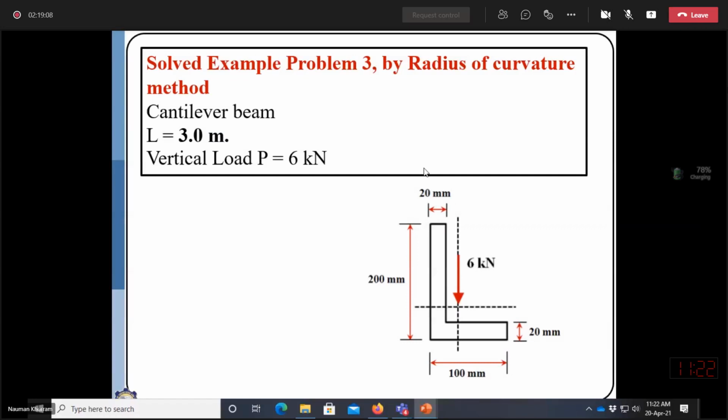Okay, now we shall solve the same example that we have already solved by the principle of superposition method, by the radius of curvature method, and then we will compare the solutions. Do not get confused. In the radius of curvature method, we need to determine all parameters with respect to the centroidal axis. We do not require the orientation of the neutral axis, the loading components, and the moment of inertia about the principal axis.